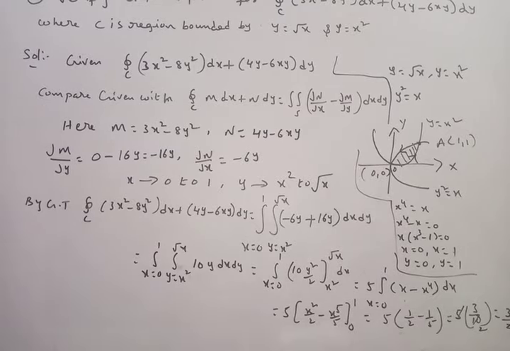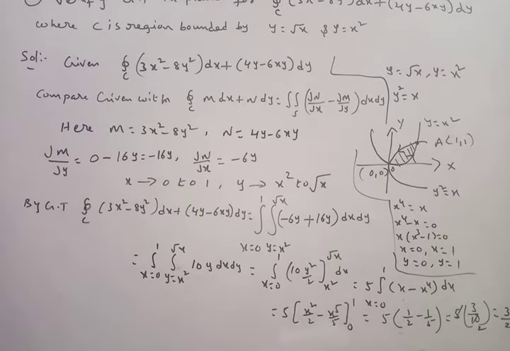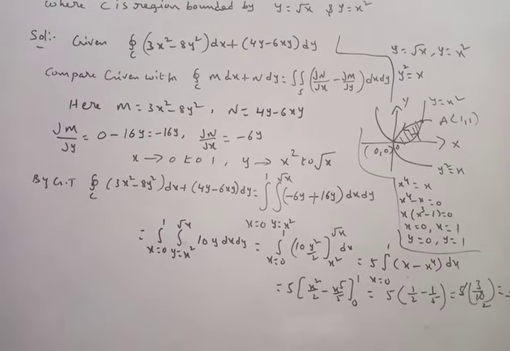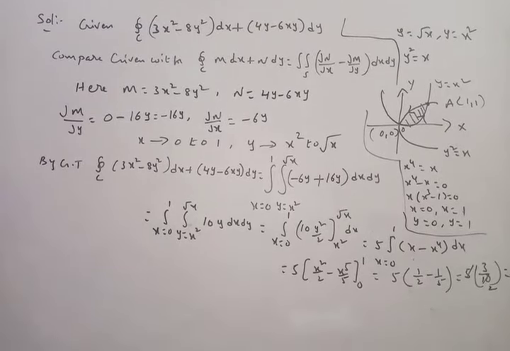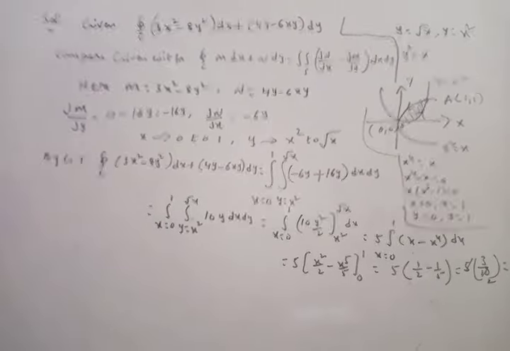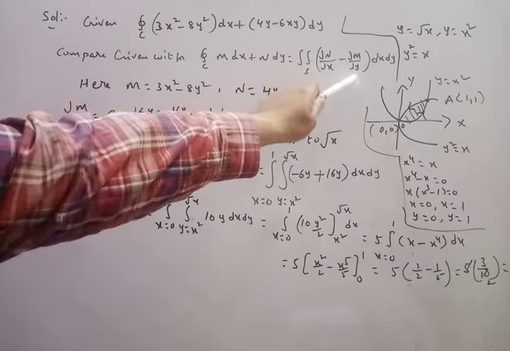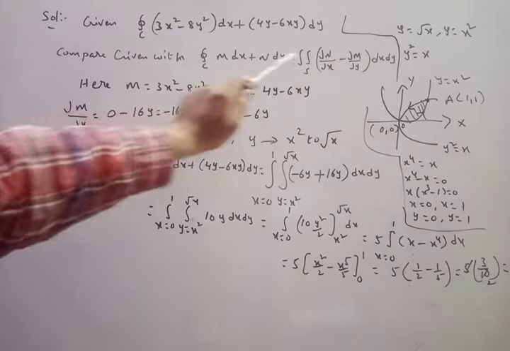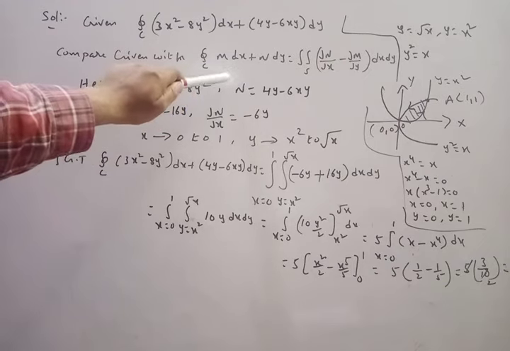Correct. If he asks you for 7 marks, you have to solve till here. If he asks you to apply, then you solve till here. But if he is asking to verify, how do we verify? We solved this right hand side part and calculated the RHS. Now you have to find the LHS of Green's theorem.